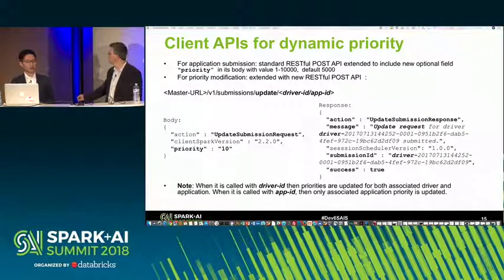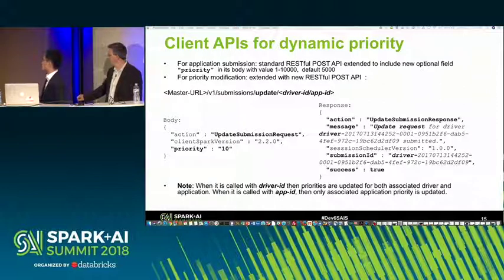And for the priority update, since open source Spark does not have the concept of updating an application, we added a new RESTful POST API at version 1 submissions update, and then you can put the driver ID or application ID where you want to update the priority value. And I also included sample body and response here. And in the body, you can specify the new action that we added, update submission request, and then the new priority value that you want to use. In this example, we have 10.